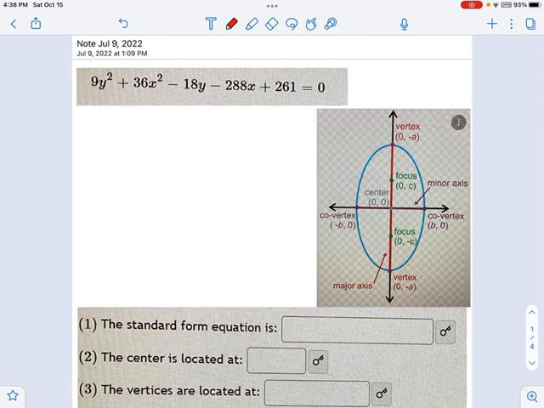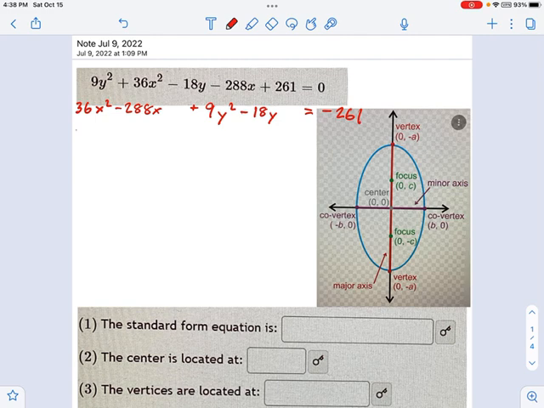So what I like to do is get all my x values on the left. This is going to be 36x squared minus 288x. And then all my y values on the right-hand side, not of the equation, just next to the x's. So 9y squared minus 18y. And then let's bring that 261 over to the right side, because I know I'm going to need that over there eventually. The form I'm going for, well, we'll get to that in a moment.